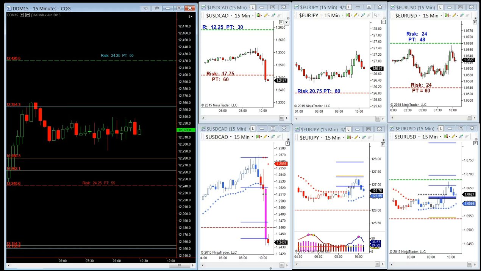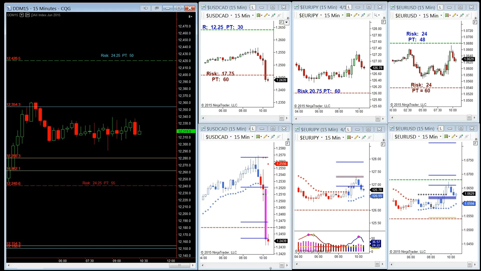Oh, I love doing this. It's the easiest trading I've ever seen. I just about bet on the Euro US dollar 15-minute. You just had volume divergence.